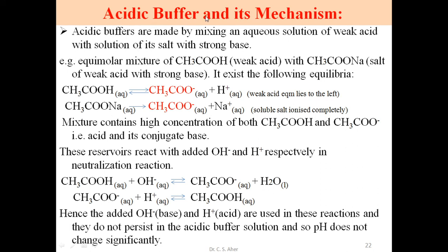So what is an acidic buffer and its mechanism? This part we will consider in the next lecture.